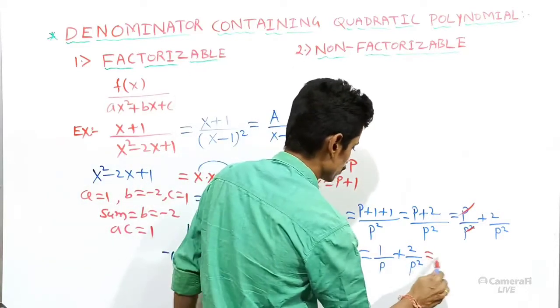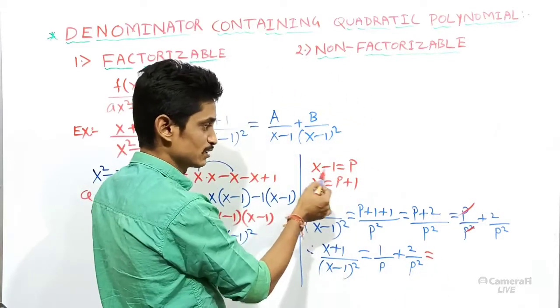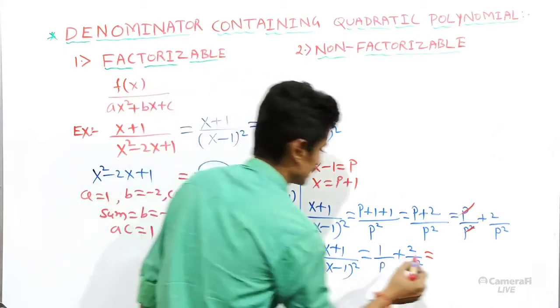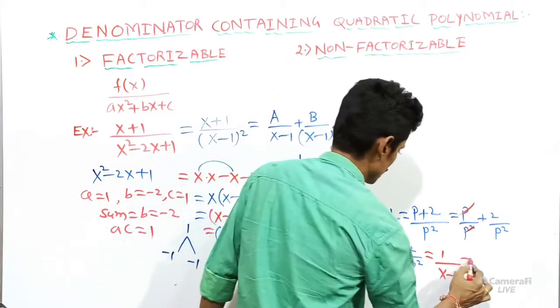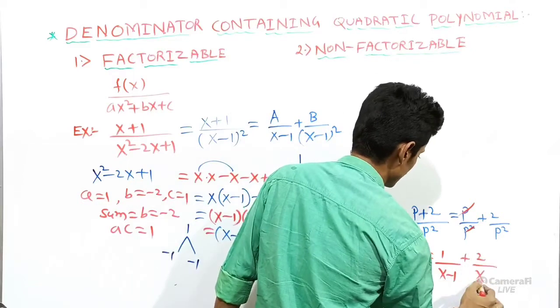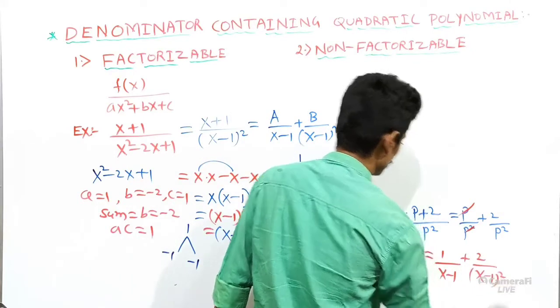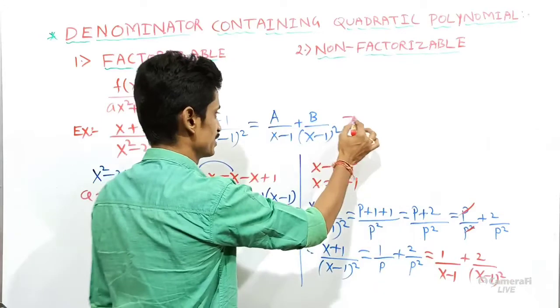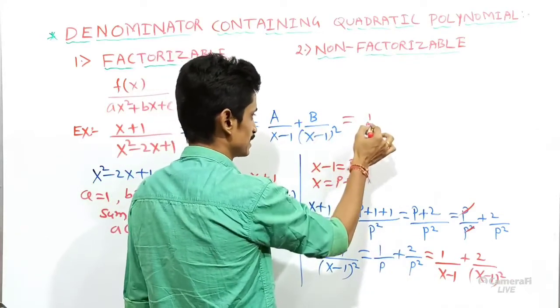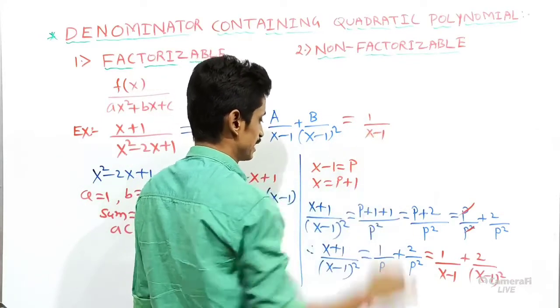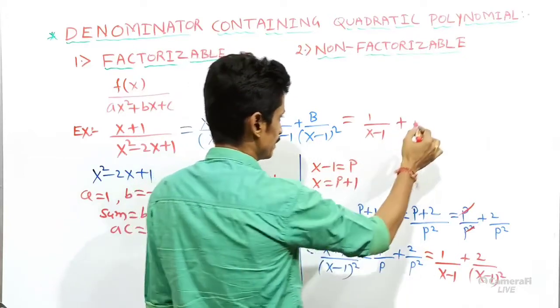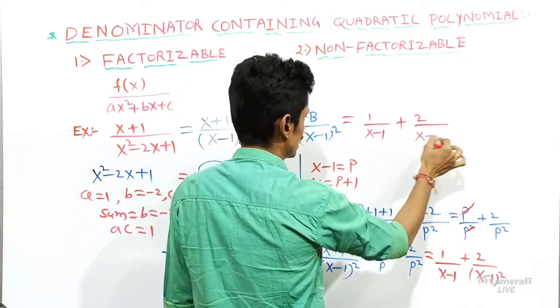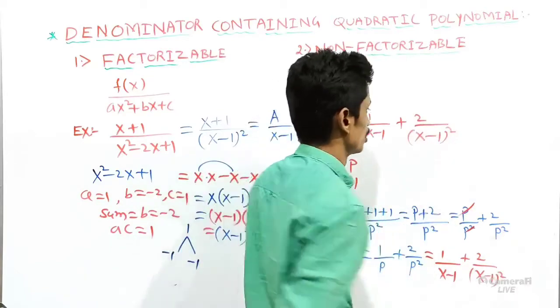Yes, tell me what is the value of p? Reverse it, that is x minus 1. So 1 divided by x minus 1 plus 2 divided by (x minus 1) whole square. Let's replace here. What is the value of a? That is 1 upon x minus 1, plus b upon, what is b? b will be 2 divided by (x minus 1) whole square.